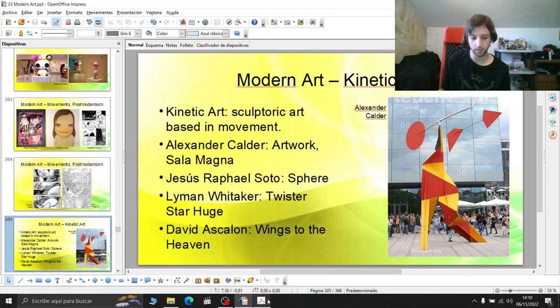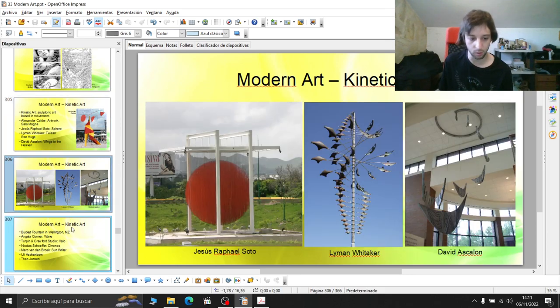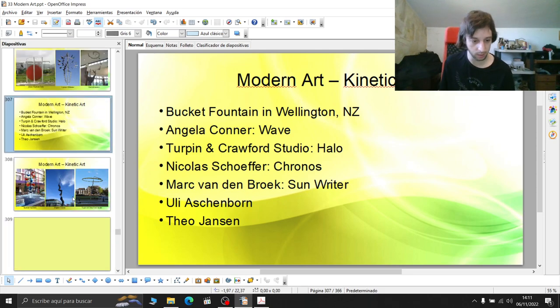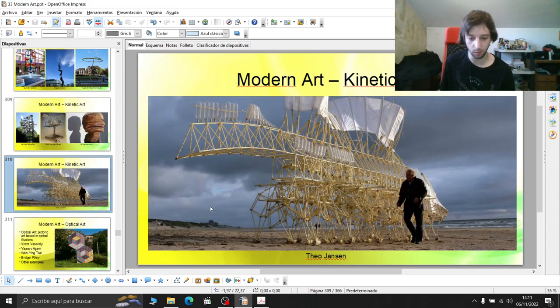Okay, now next. Kinetic art, sculptural art based on movement, with artists like Alexander Calder, Jesús Rafael Soto, Lyman Whitaker, David Ascalon. Here are examples of everything. Here more: Booker Fountain in Wellington, Angela Conner, Turpin and Crawford Studio, Nicholas Schöffer, Max van der Broek, Uli Aschenborn, and Theo Jansen. Here you see an example. This one is very cool. Later I can put a video of this. It's very cool because the sculpture really, really moves.